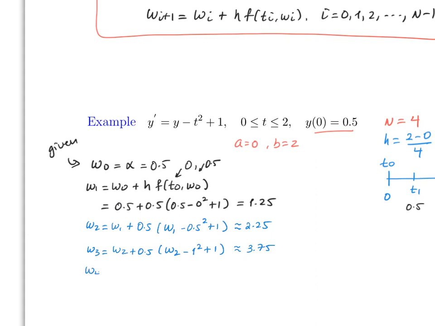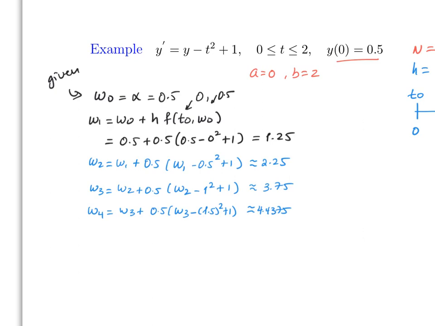And finally, W4 will be W3 plus 0.5 times W3 minus 1.5 squared plus 1, which is around 4.4375. So therefore, this implies that y of 2 is around W4, which is equal to 4.4375.